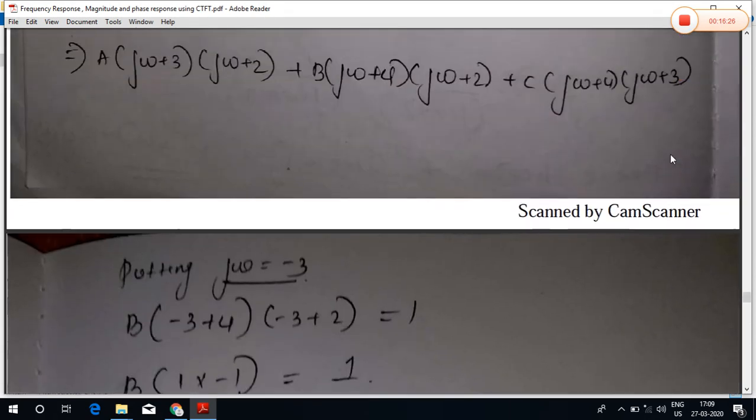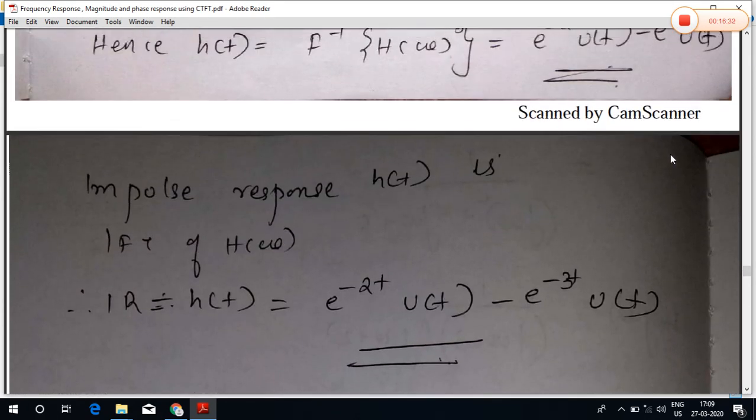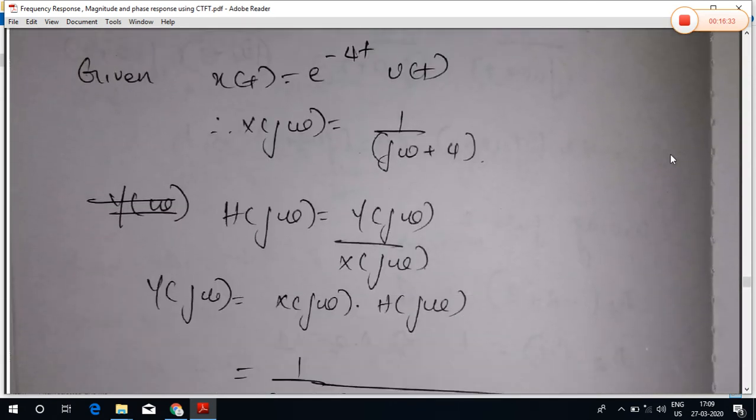Okay. So in the next step, what you are going to find out is, you're given another input. That is x(t) equal to e raised to minus 4t u(t). So you have to find out X(jω) for that. That is the CTFT for that, which is 1 by (jω plus 4). And we know H(jω) is equal to Y(jω) by X(jω). You want to find the output. That is, you have to find out first Y(jω). Y(jω) is what? H(jω) into X(jω).